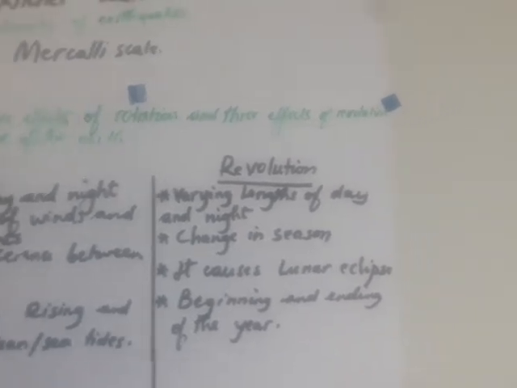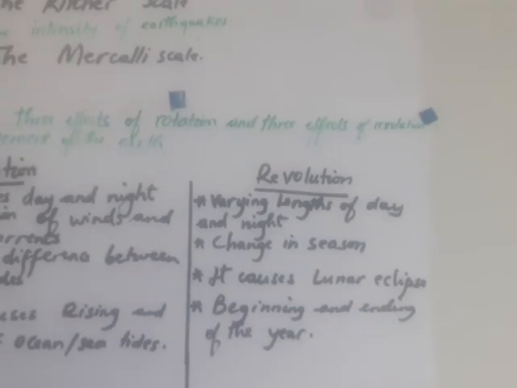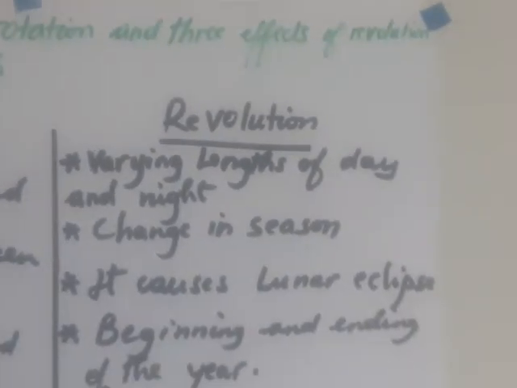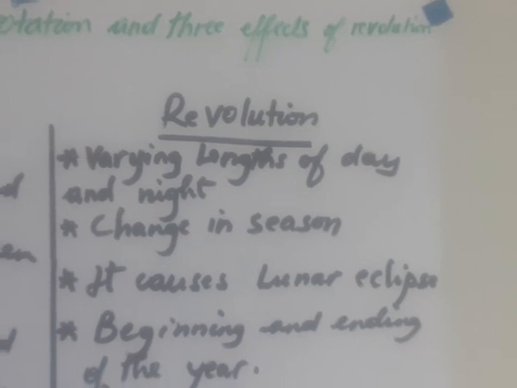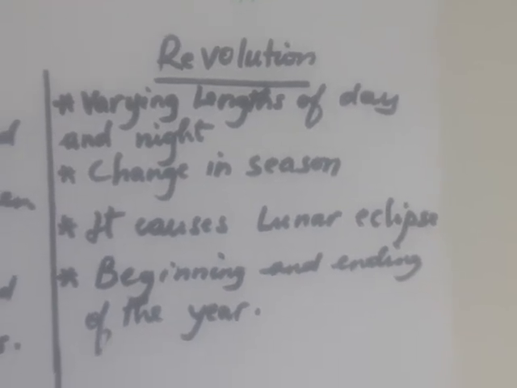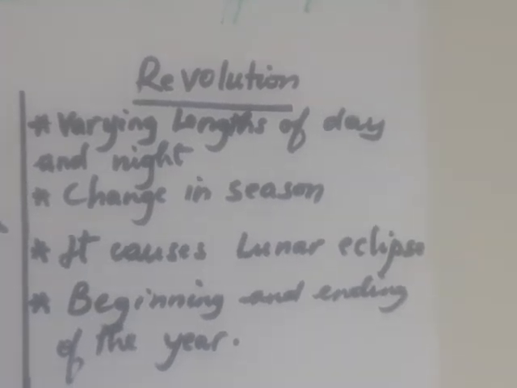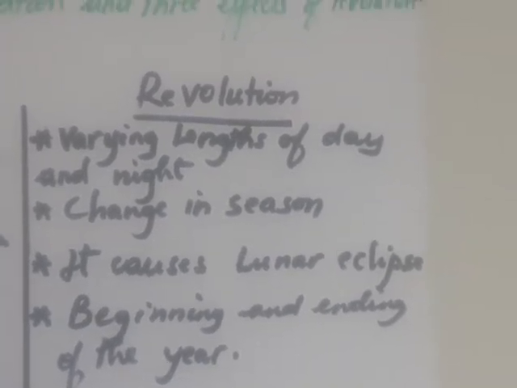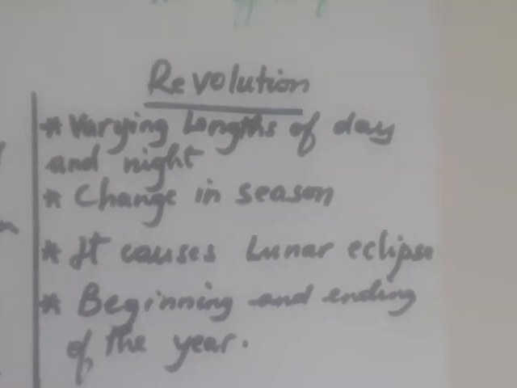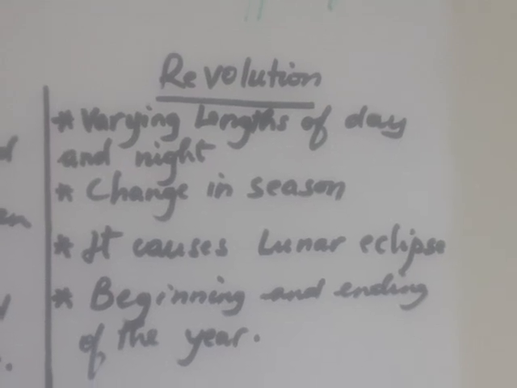The effects of revolution. When the earth is turning around the sun, there are some consequences, some results that will take place. For example, varying lengths of day and night. So the lengths of day and night will not be equal due to this revolution movement of the earth. So this is unequal length of day and night.